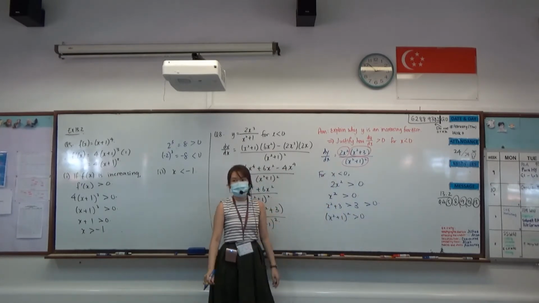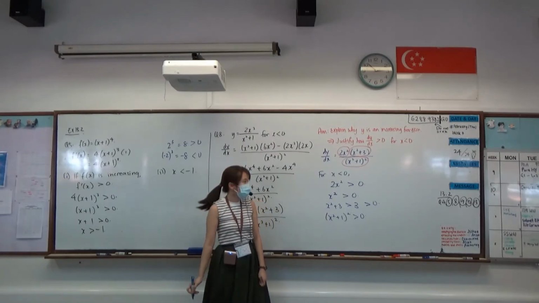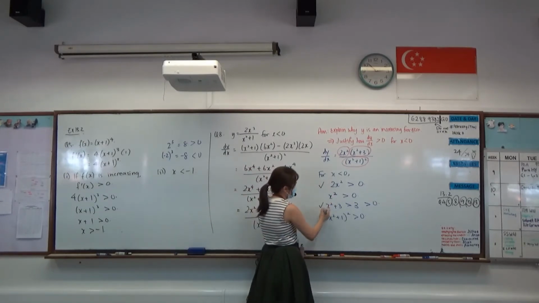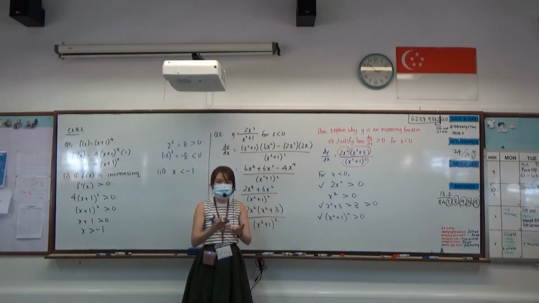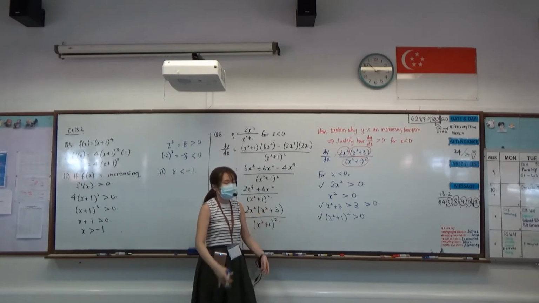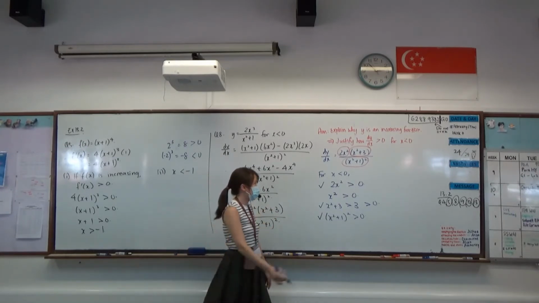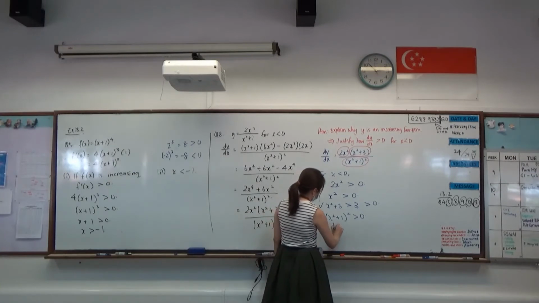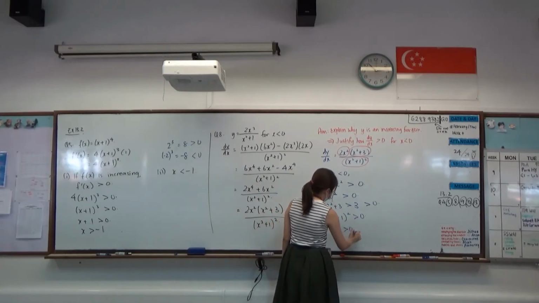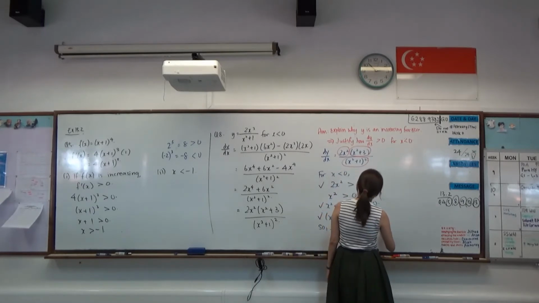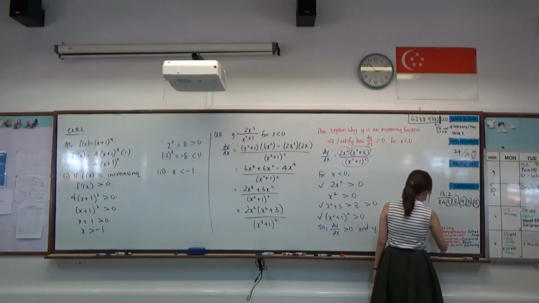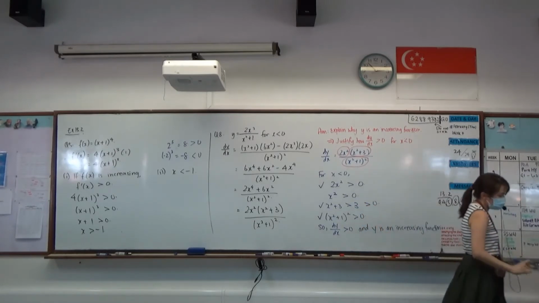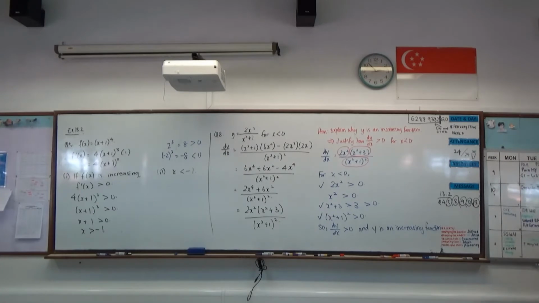Okay, it will always be more than 0. So we see that 2x squared plus 3 is more than 0, x squared plus 3 is more than 0, x squared plus 1 squared is more than 0. Putting them together, multiply, divide and all that, it will surely still be a positive number. Okay, so that's how you could explain why y is an increasing function.